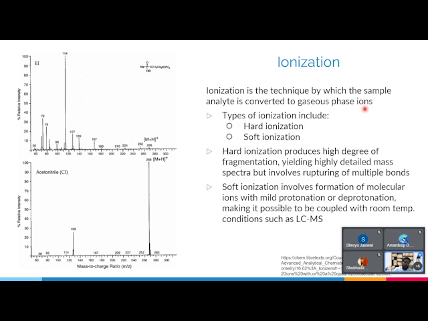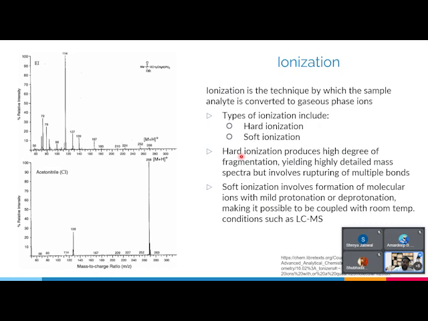But the starting phase of all the techniques is the same. You have to ionize your sample, which is essentially taking your liquid sample and making it into a gaseous sample which has different charges. So ionization is a technique by which the sample analyte is converted to a gaseous phase ion. There are two types of ionization. The first one is hard ionization and the second is soft ionization.